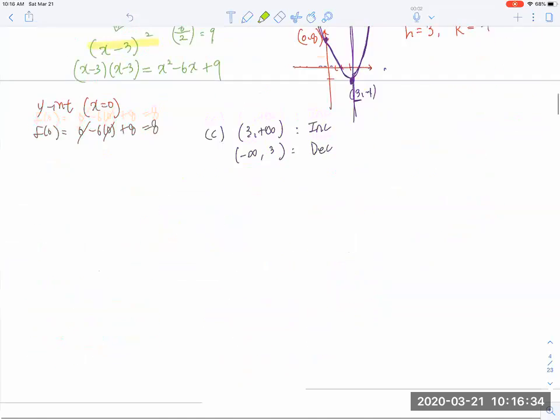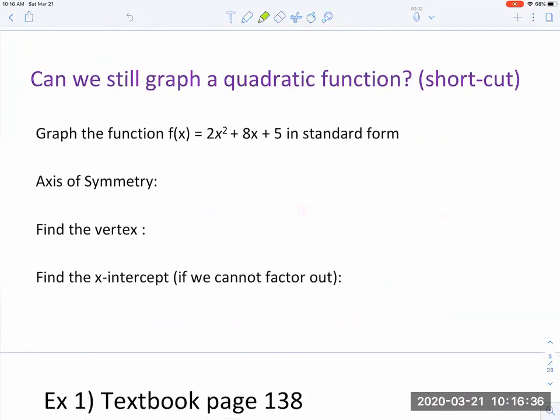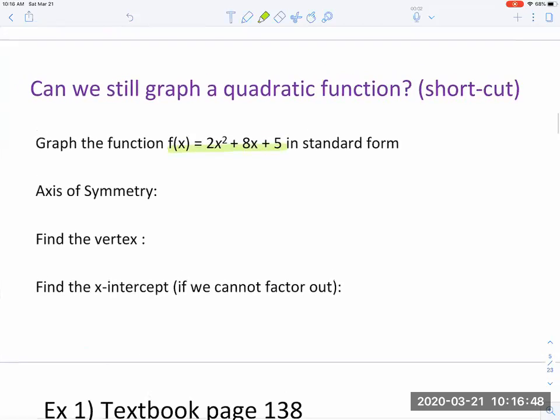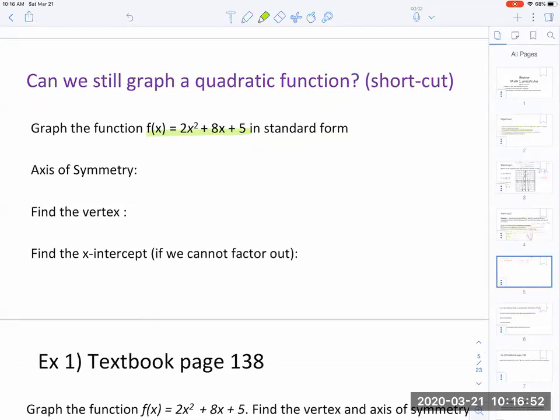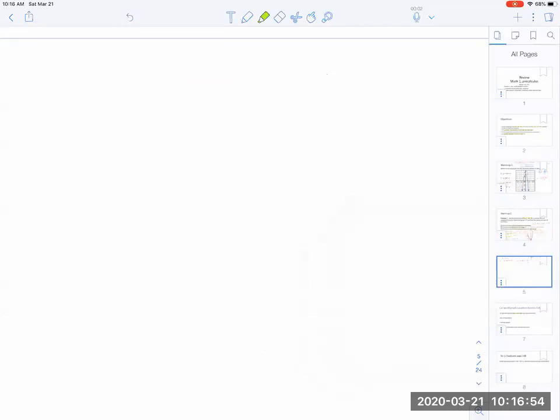All right, one last thing. Can we still graph a quadratic function if you have this standard form? Yeah, it takes a long time, but I'm going to show you 2 different ways. So let me just create the add page here.